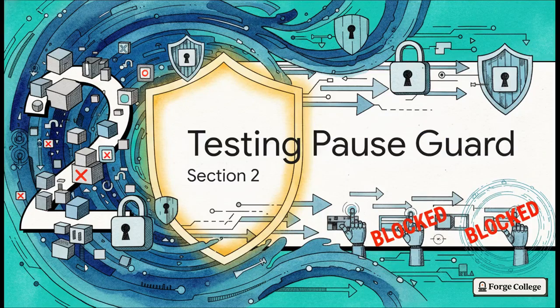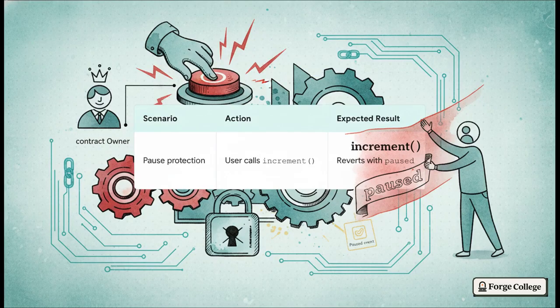Moving right along to Section 2, testing the pause guard. Now, what's really interesting about this first phase of our safety inspection is how we mathematically prove this works. We know we need a pause button. Now we map out the tests.